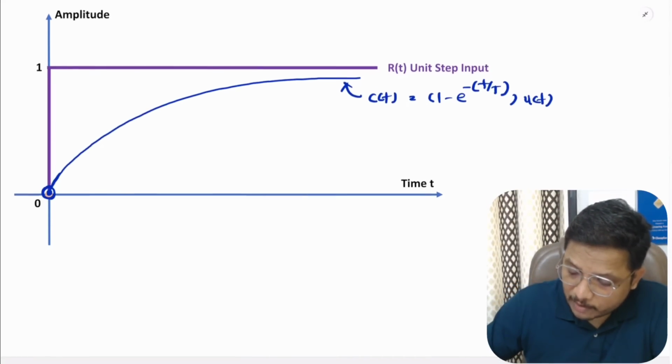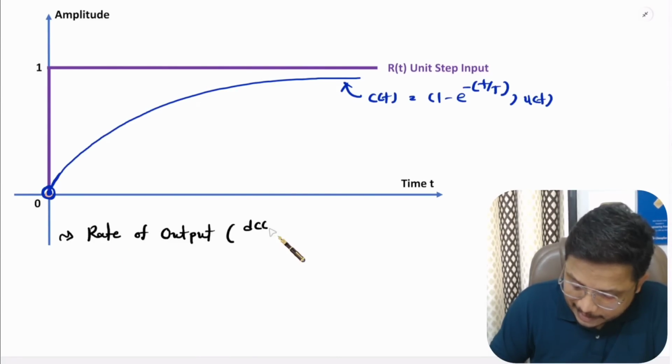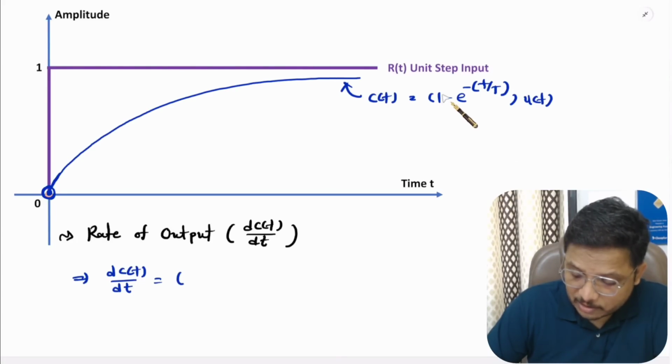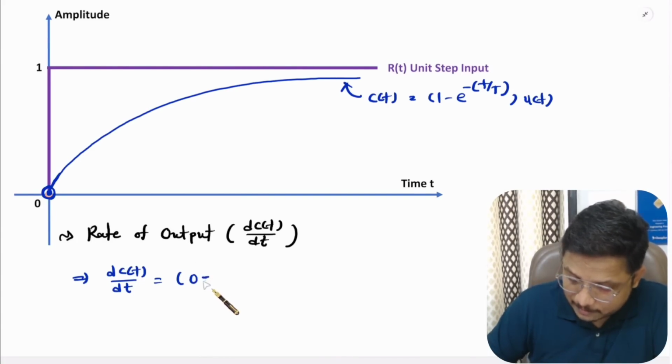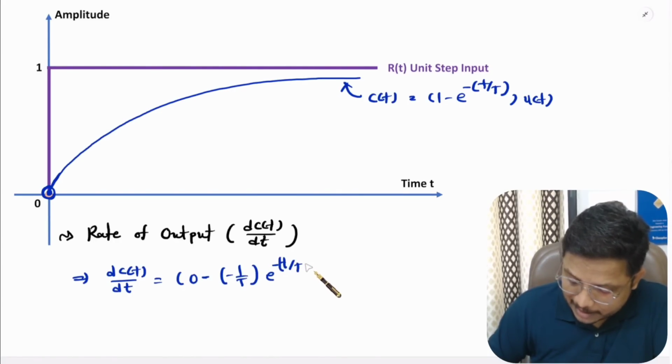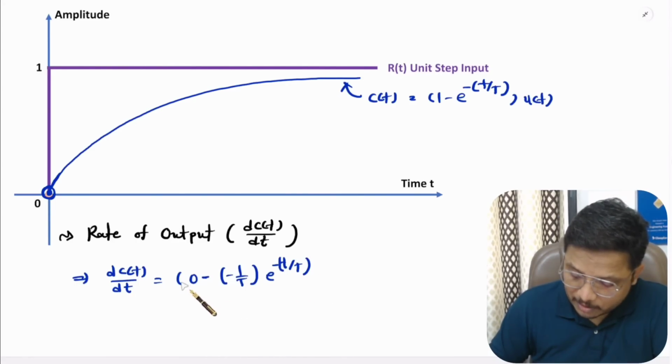So here rate of output is dC/dt, right? If you differentiate this C of t, then you will get dC/dt, that is rate of output. Here 1 is constant, differentiation of that is 0, minus C e to the power minus t by capital T. So minus 1 by T will come in front, and e to the power minus t by capital T will be as it is. So this is the rate of output.